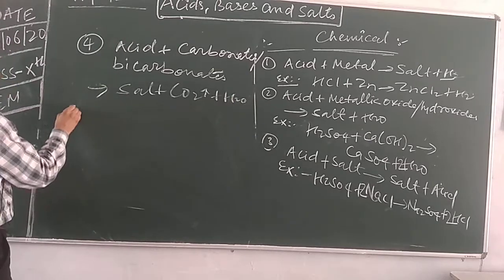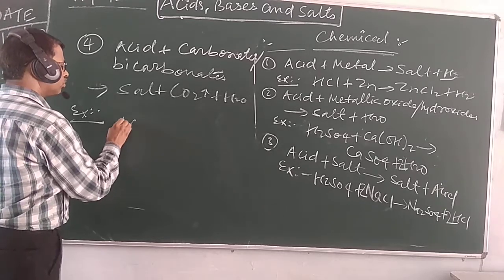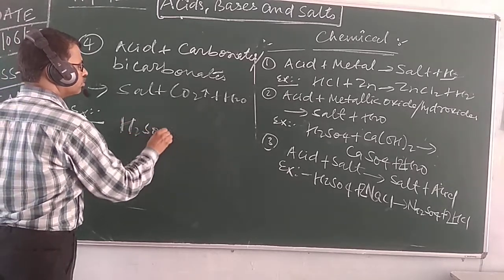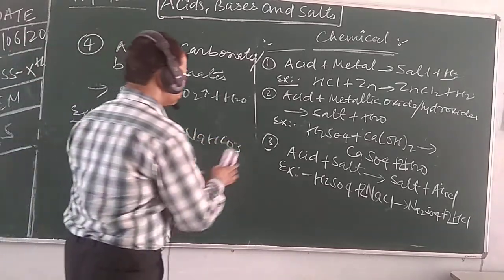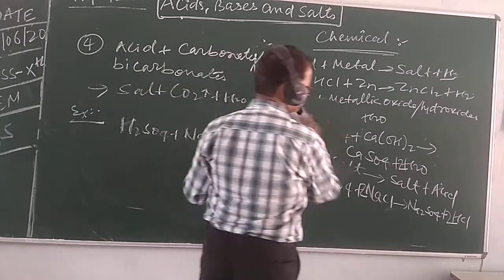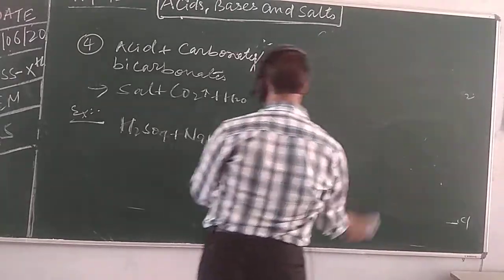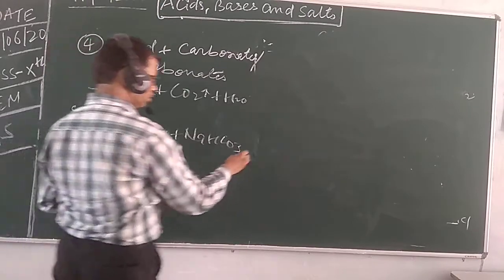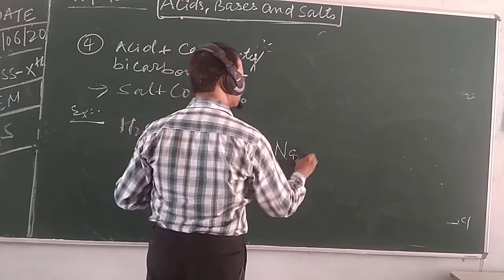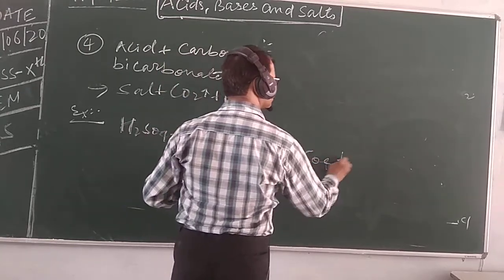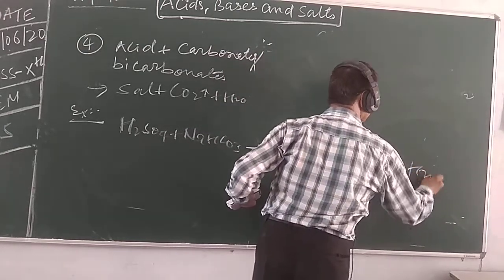You can give the example for this: acid H2SO4 plus sodium bicarbonate. Sodium bicarbonate is also known as baking soda and also known as sodium hydrogen carbonate. So when the reaction takes place, Na2SO4 plus CO2 gas, carbon dioxide gas and water are formed.